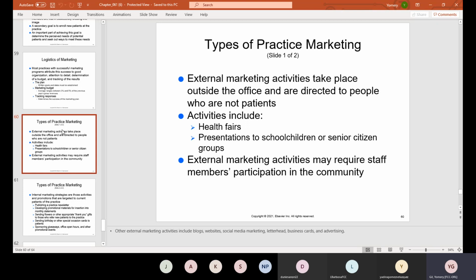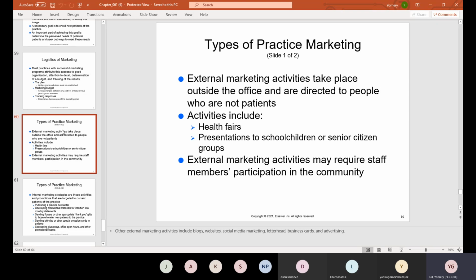That's basically external marketing. These activities include health fairs, and that's when you go to a health fair and you see the practice standing with their table, and they give away goodies to the people and get their information, etc. And presentations to school children or senior citizen groups.